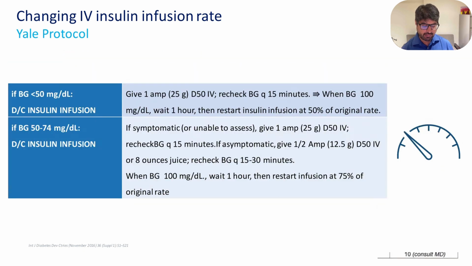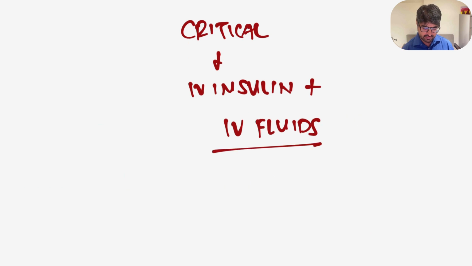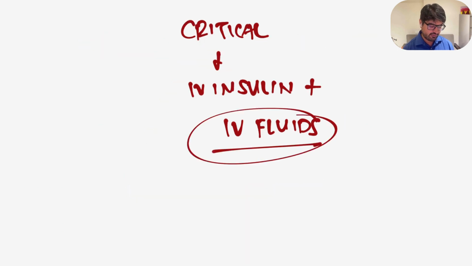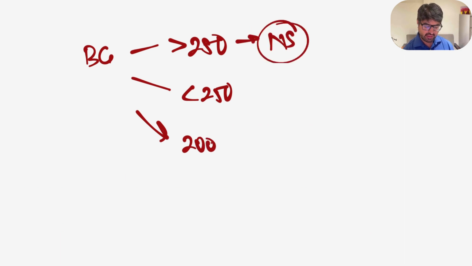Okay. Now the second part of the management which we discussed was IV fluid. So what type of IV fluid generally do we have to give? What we generally do is, if the blood sugar is more than 250, you give normal saline only, right. Don't give dextrose containing fluid.